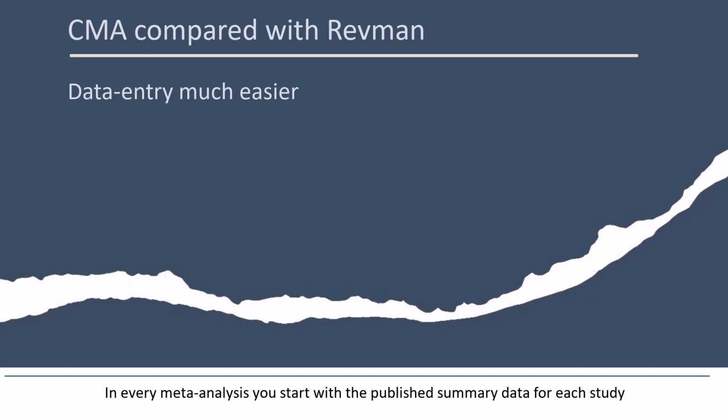In every meta-analysis, you start with the published summary data for each study and compute the treatment effect or effect size. RevMan will accept summary data in only two formats: events and sample size, or means and standard deviations. If any studies provide data in another format, such as the odds ratio and confidence interval, you would need to compute the effect size and variance manually for those studies. By contrast, CMA allows you to enter data in more than 100 formats and will compute the effect size and variance for all of these formats.